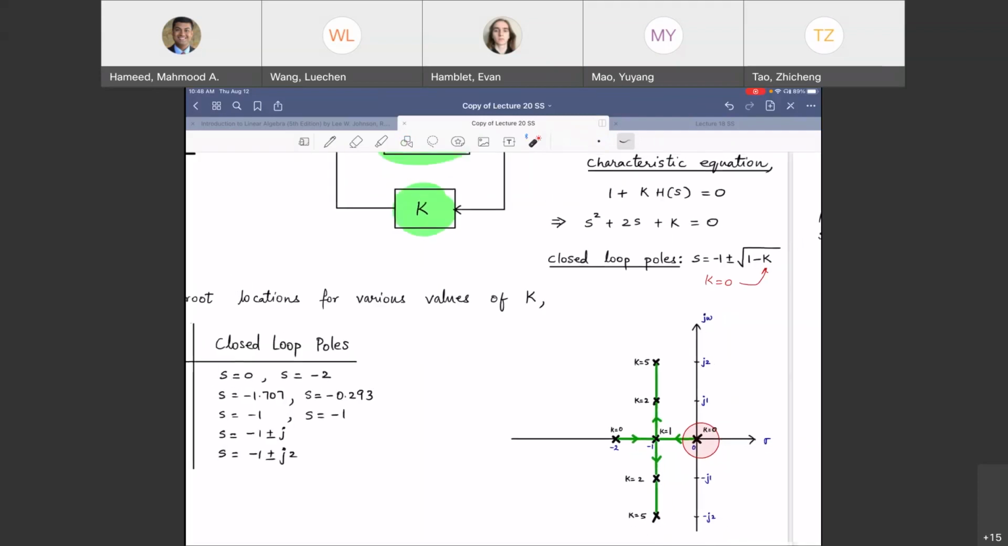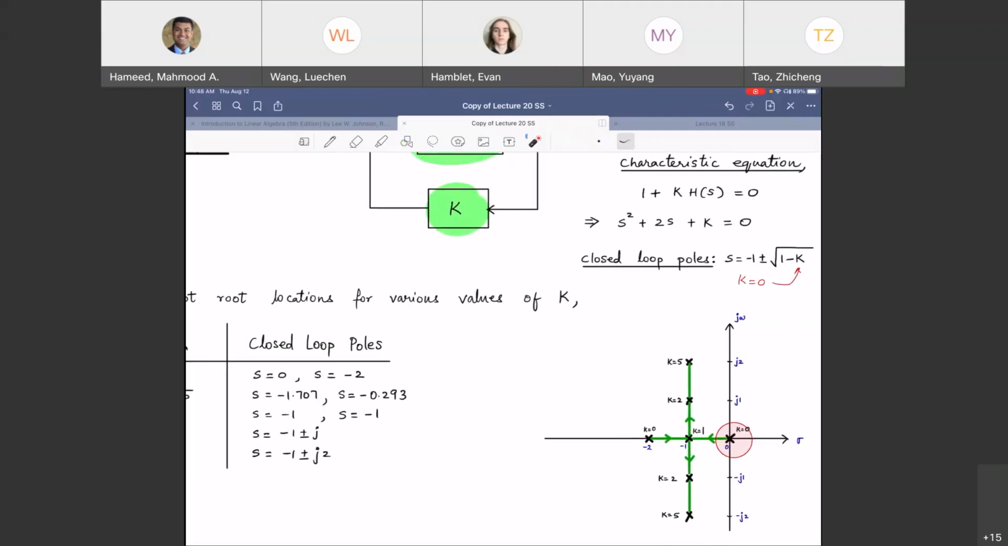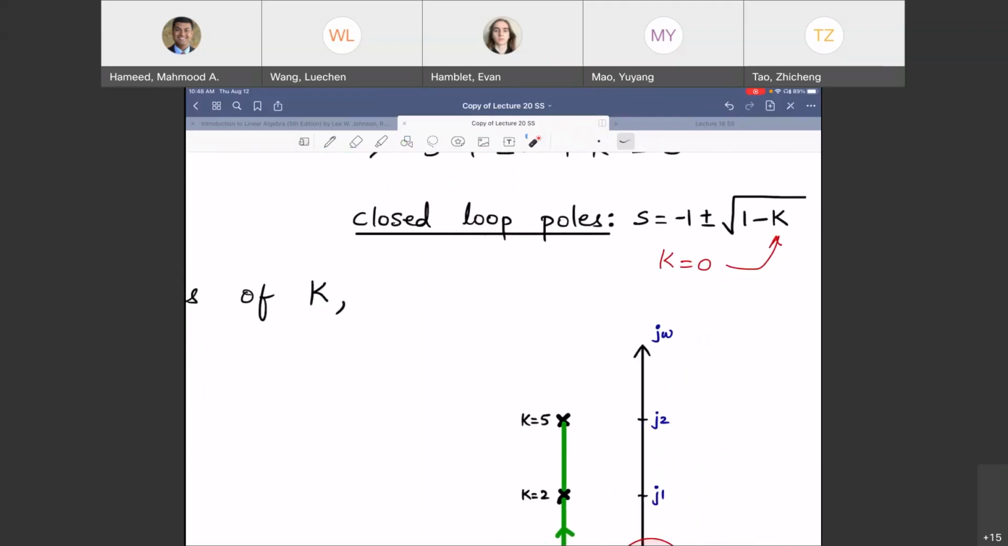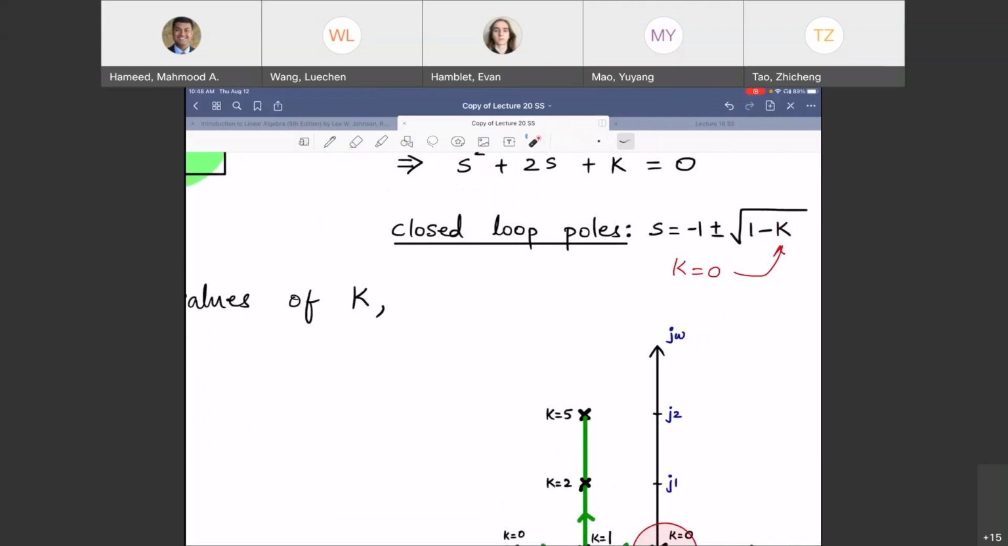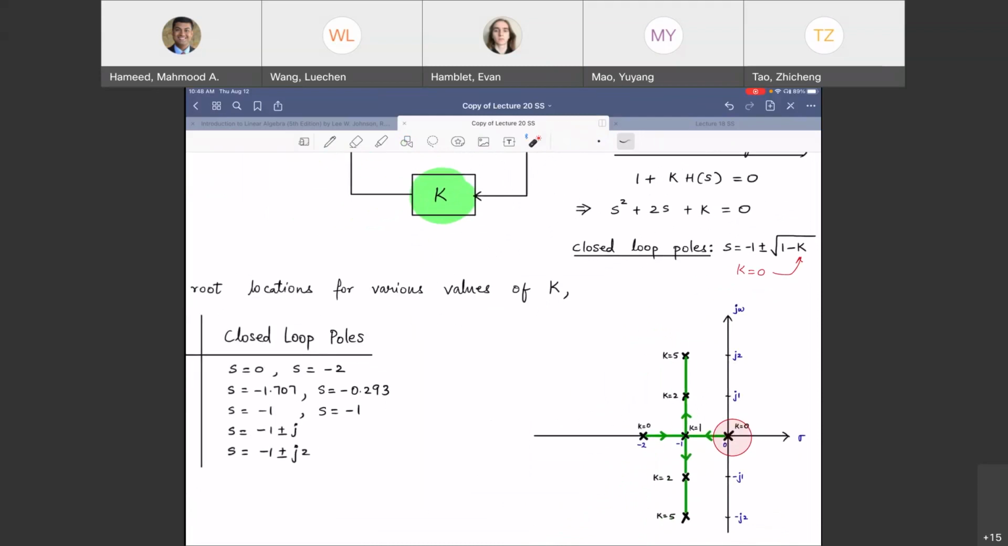Well, when you have K equals 0, actually you get two of them, right? All right, so this is 0. You get minus 1 plus or minus 1. So you get 0 as well as negative 2. You get this guy as well. So you get two poles there. That's when K is 0.